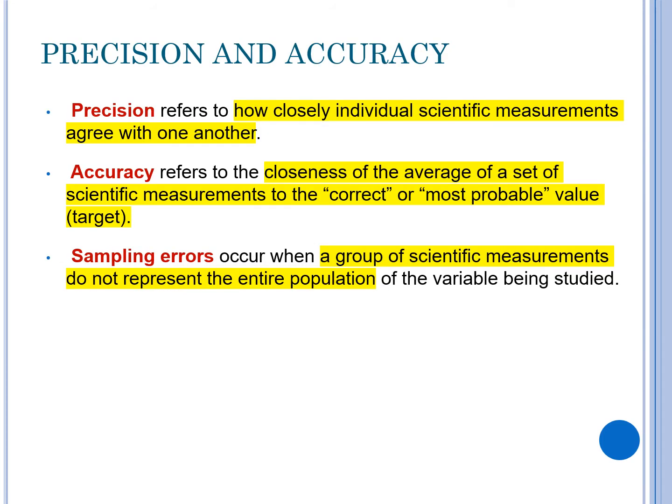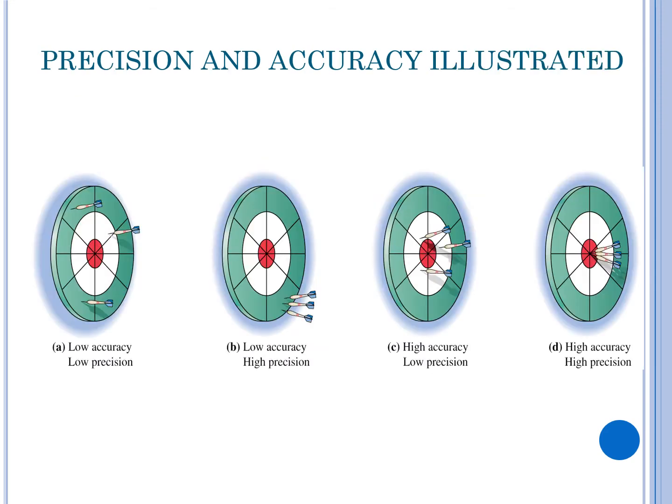Okay, next is precision and accuracy. How precise and how accurate our measurement is. Precision refers to how closely individual scientific measurements agree with one another. Accuracy refers to the closeness of the average of a set of scientific measurements to the correct or most preferable value. We're going to see a figure later on where you can further understand this. And then sampling error occurs when a group of scientific measurements does not represent the entire population that has been studied.